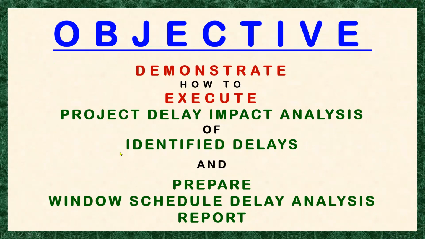Why I am specifying these identified delays is because this means that the delay is identified or quantifiable. Let's say, for example, the client suspended the work, so you can identify and quantify the duration, how many days the work was suspended. So that is why I specify it as identified delays.